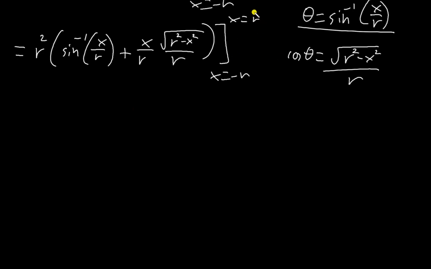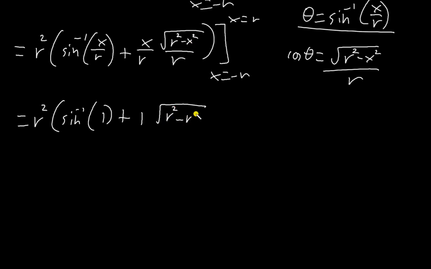I can now substitute in x equals r and x equals negative r into here, okay? So if I do this, I will get r squared times the inverse sine of, if I plug in x equals r, I'll get r over r, which is 1. Plus, if I plug in r into here, I'll get r over r, which is again 1. And then that'll be the square root of r squared minus r squared over r, right? And then if I subtract the x equals negative r part, I'll be subtracting the inverse sine of, so if I plug in negative r for x, I'll get negative r over r, which is negative 1.